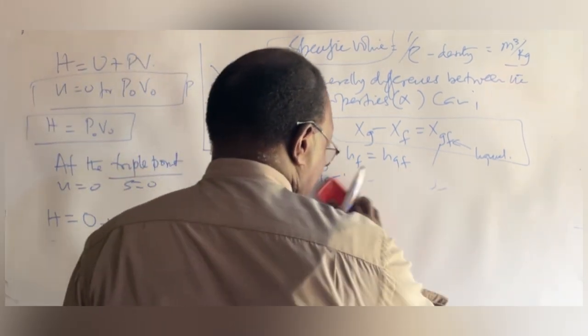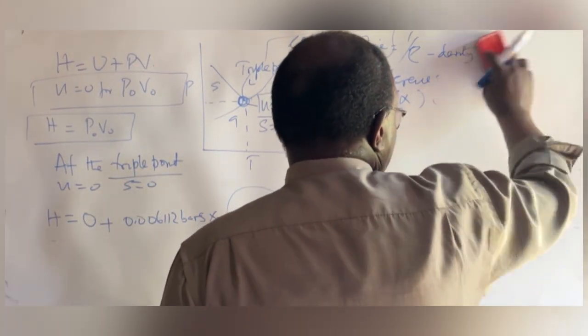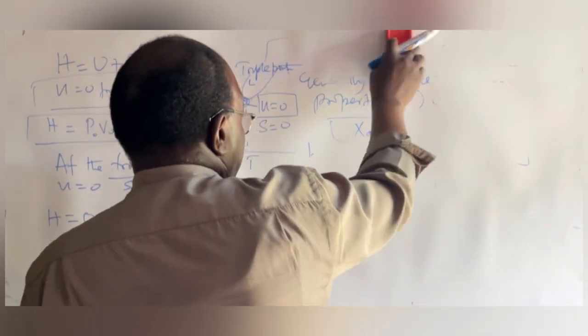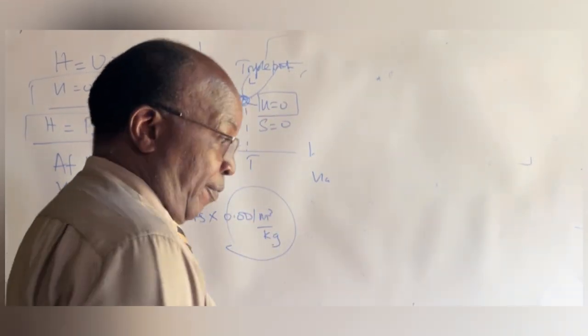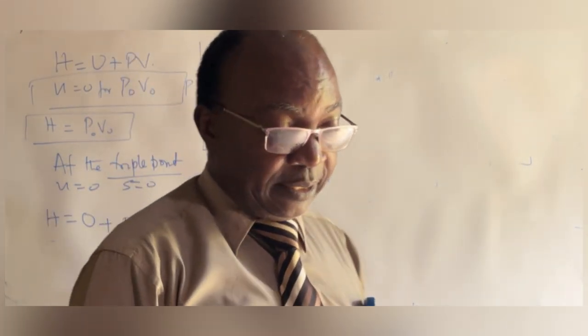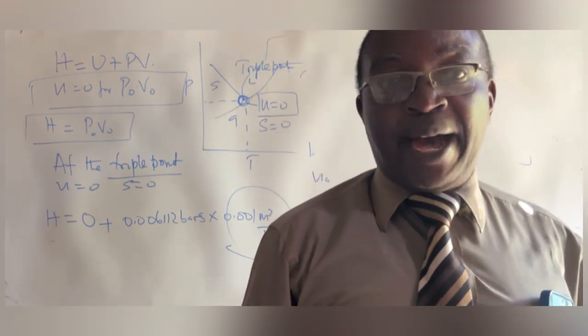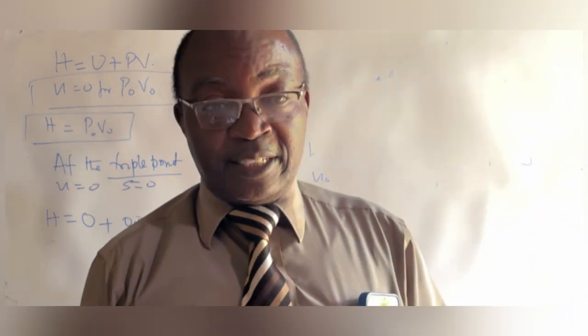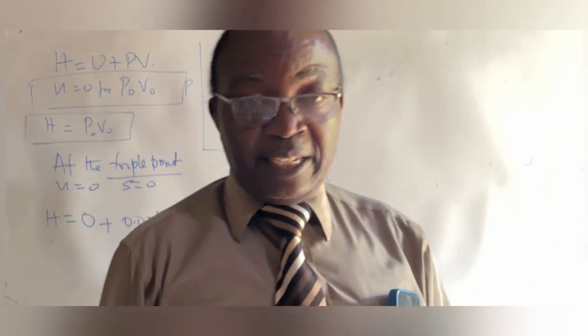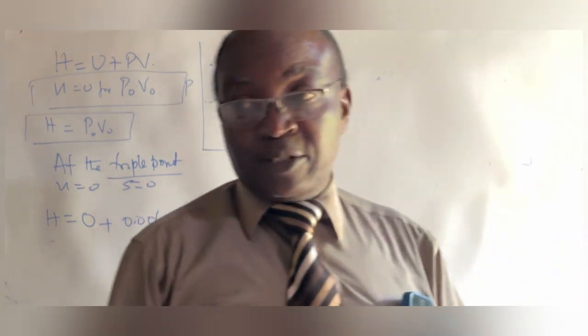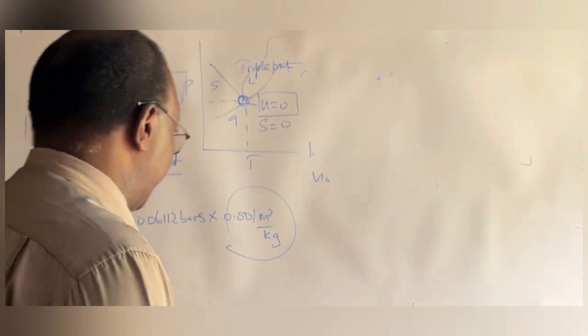So we can always use 0.001 meters cubed per kilogram for our values, even as the pressure varies. For example, at 20 bars you find the specific volume for the liquid is the same. At 50 kilopascals, it's still the same, and so forth. So it's relatively unchanged.